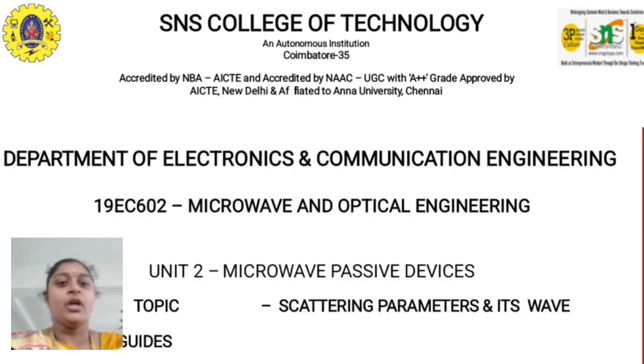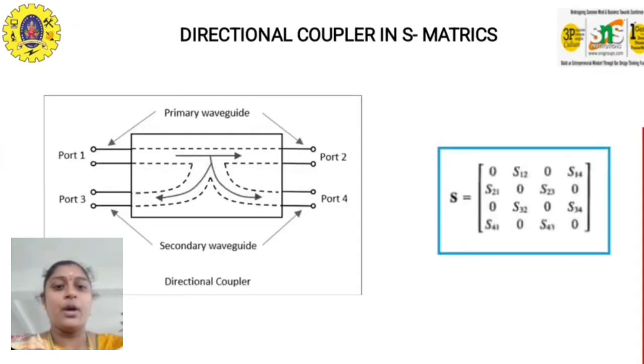Today in this video we discuss microwave passive devices. In these microwave passive devices, we further discuss the scattering parameters and their waveguides. In the previous video we saw the scattering parameters and properties. In this video we discuss the scattering parameters and their waveguides, and how these scattering parameters are involved in the waveguides of microwave frequency communication.